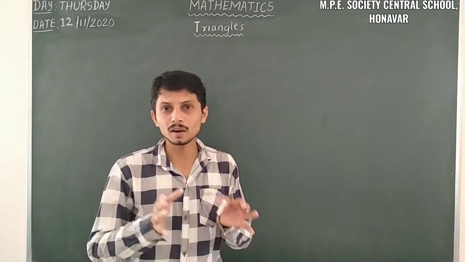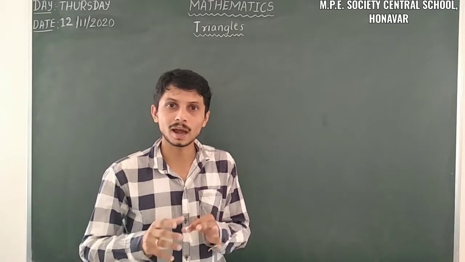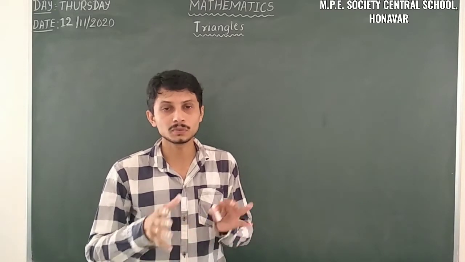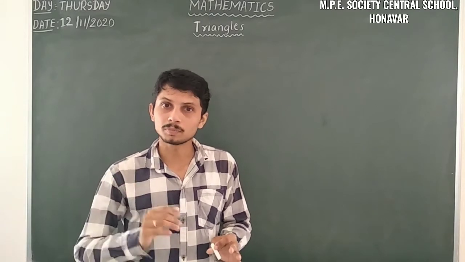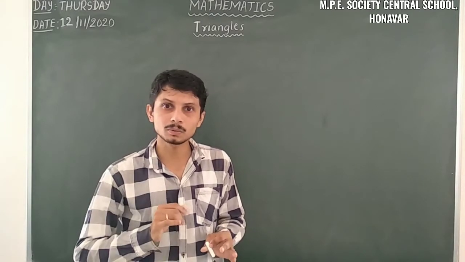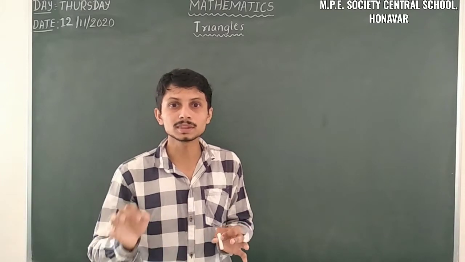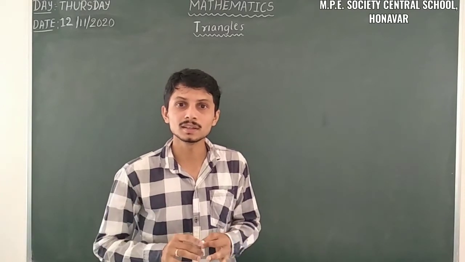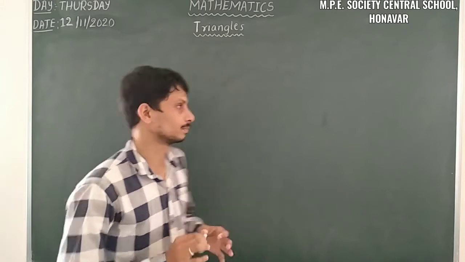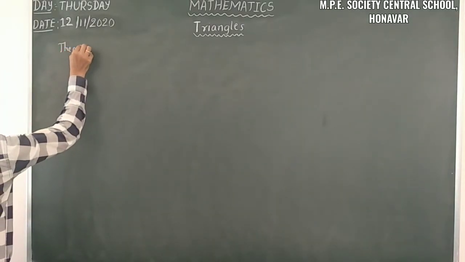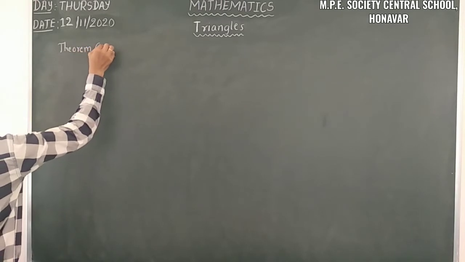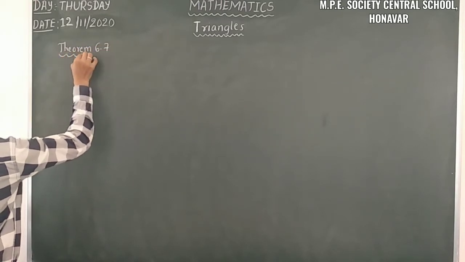Before we move on to the Pythagoras theorem, we have to know one theorem which is very much needed for the proof of Pythagoras theorem. So let us take that one. That is theorem 6.7.